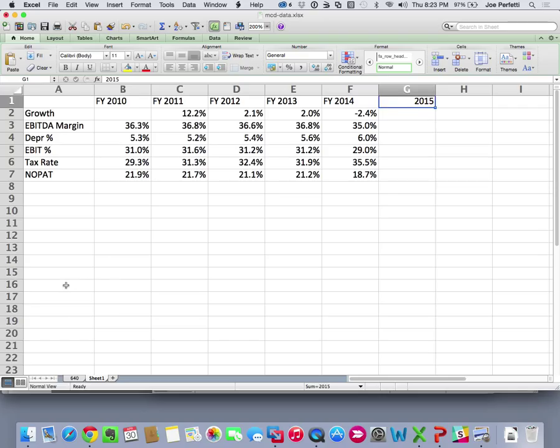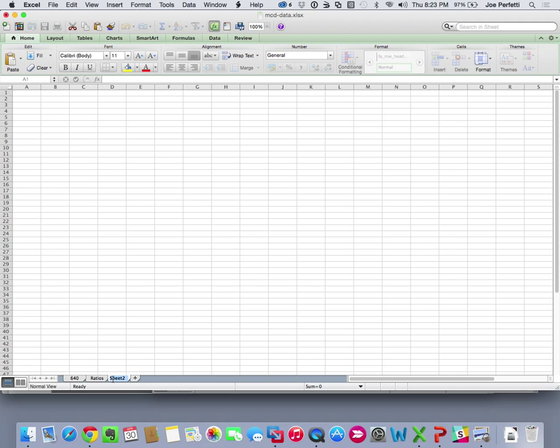So what I'm going to do is create another sheet, because it'll just drive me crazy. I'm going to call it assumptions. And I'm going to put my miscellaneous assumptions right here on this tab. So I'm going to call this assumptions.